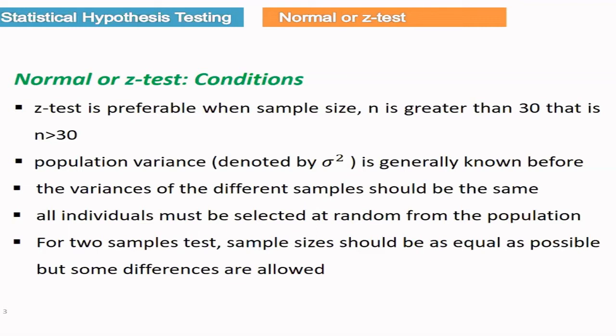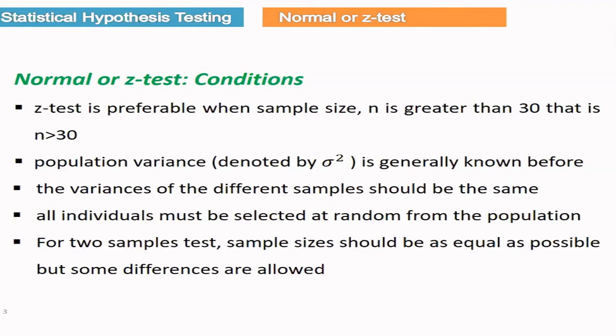So for the normal distribution, we learn that the sample size should be greater than 30 and the variance of the population should be known. And if you take two samples from two different populations, it is better that they have almost the same variance. Same doesn't mean equal, almost the same variance. And we select the sample randomly. And for two samples, it is better to have the same size. Okay, these are the conditions for the normal distribution.